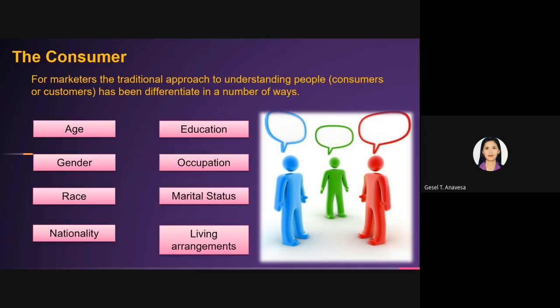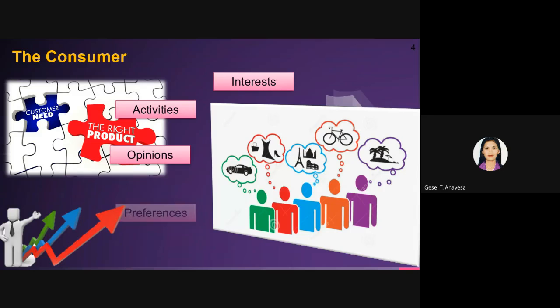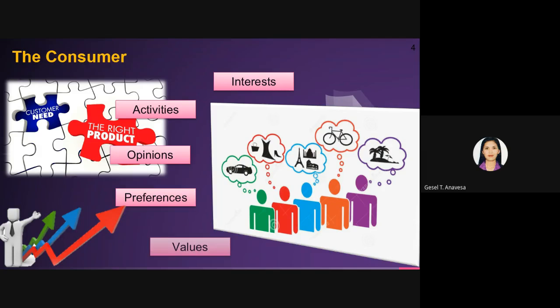And this now needs to be enhanced by a common understanding of how one differentiates people by their interests, activities, opinions, preferences, and values. They differ in the food they eat, in their political beliefs, in what they might choose to wear, and what they might choose to read. So in predicting the needs and wants of the consumer, marketers or social researchers now need to focus on these smaller groups of individuals with similar buying behaviors, rather than focusing on the mass markets of previous decades.